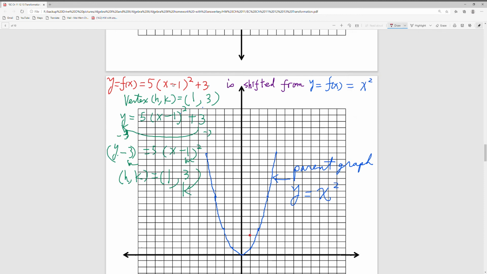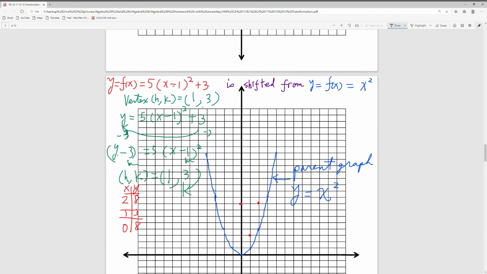1, 3 is your vertex. And the 5 is positive, so the graph should go up. But anyway, let's make a table: 1, 3, and plus 1, minus 1. Plug in, you can calculate with your calculator. It is symmetric. So 2, 3, 4, 5, 6, 7, 8 here. So skinnier.